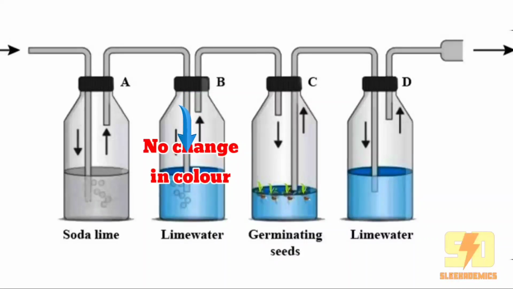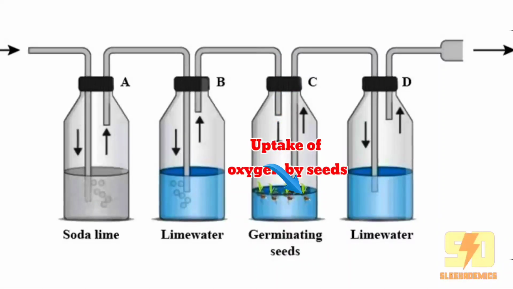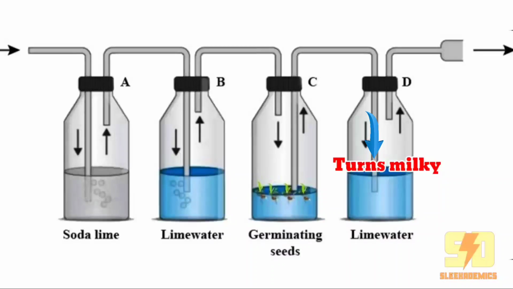It shall be observed that no color change is observed here. It doesn't turn milky, meaning CO2 is absent. Then this gas further escapes and goes into container C, where we have the germinating seeds. And from there, we move on to container D, where we observe a change in the color of lime water from this color to milky color.